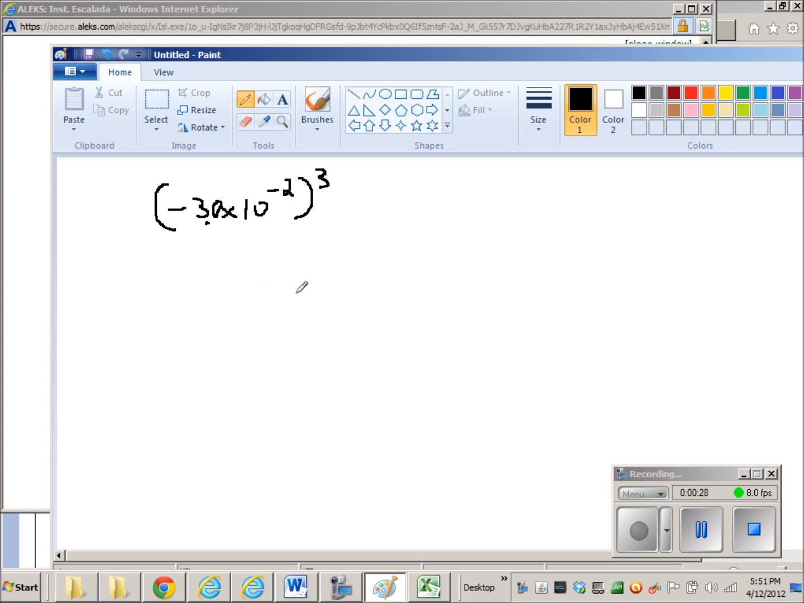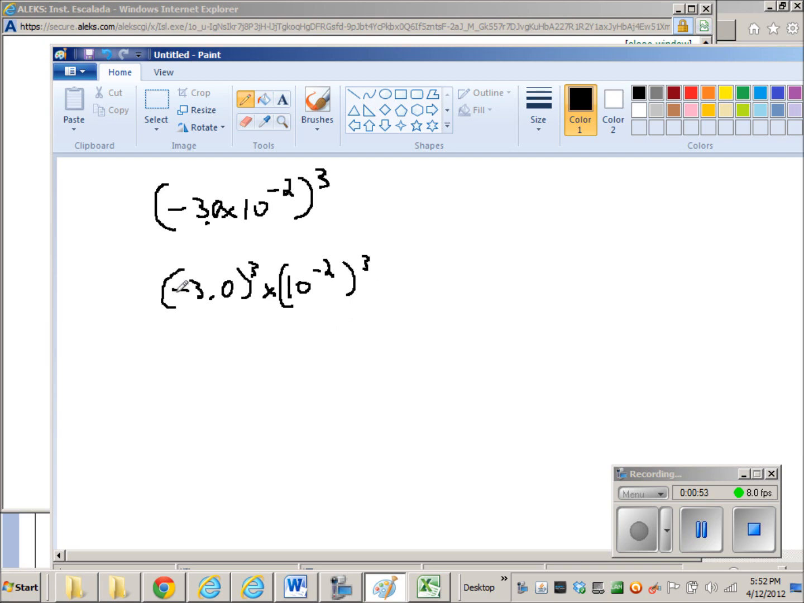So what we can do here is apply this outer exponent to each of the factors inside of this. They're not terms, they're factors. So you have negative 3.0 to the third power times 10 to the negative 2 to the third power.